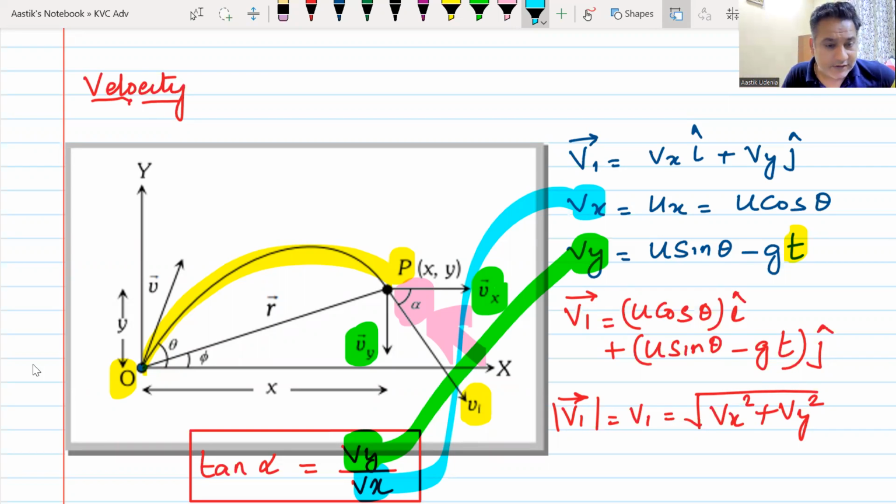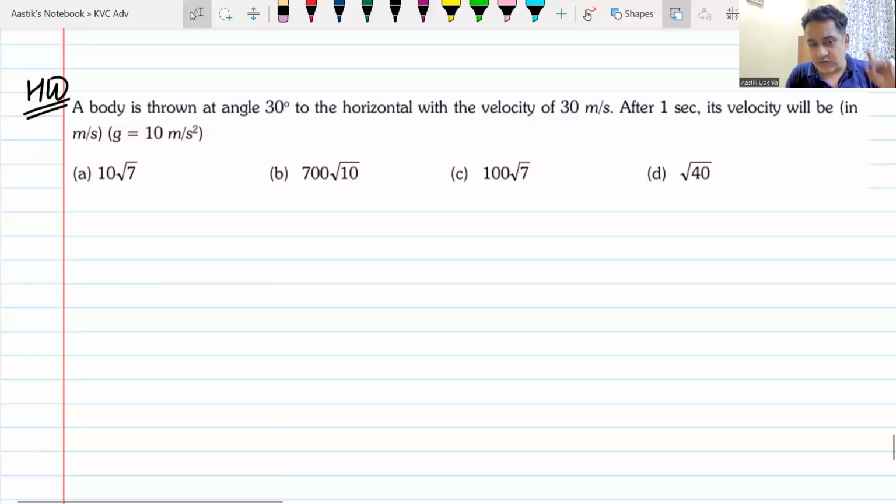Well, then I will end this class with a question that I want you to solve when you get back home and tell me the answer in the next class. A body is thrown at an angle 30 degrees to the horizontal with a velocity of 30 meter per second. That's the magnitude of velocity. After 1 second, what will be the velocity?